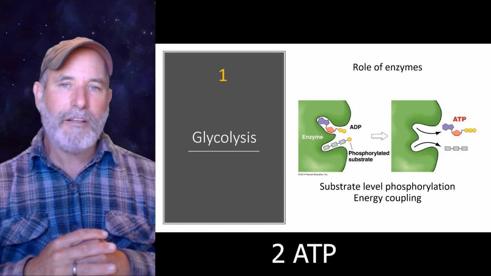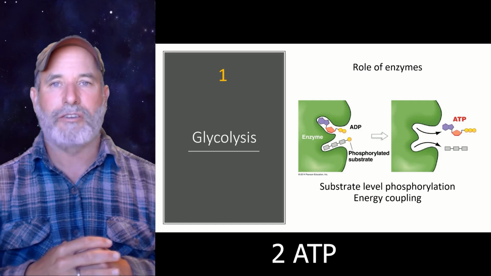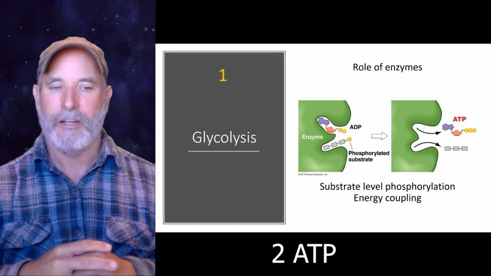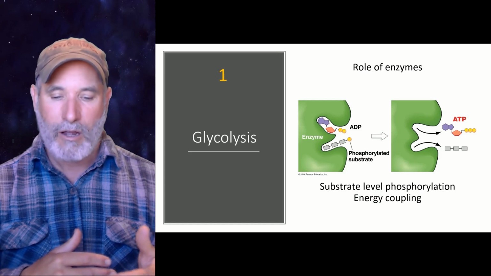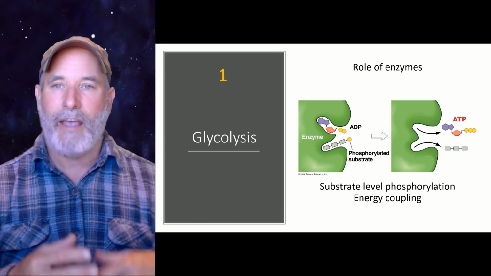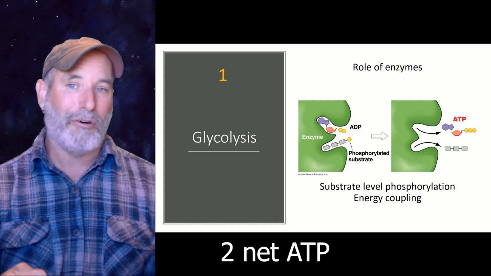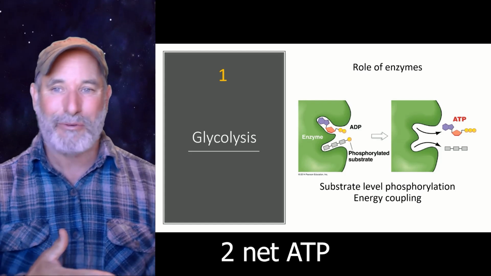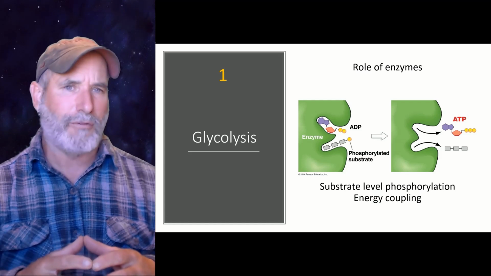Now, glycolysis also makes at least 2 ATPs through a process called substrate level phosphorylation. That's 2 net, because remember, at the beginning of glycolysis, we had an energy investment of 2 ATPs. So we make 4 total, but 4 minus 2 is 2, right? So now we've got 2 net. And this is called substrate level phosphorylation.